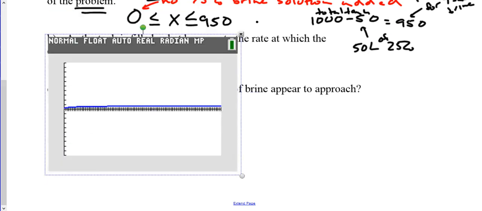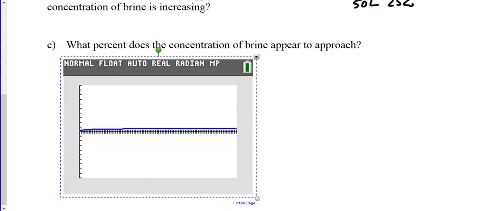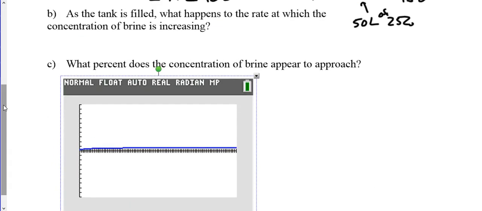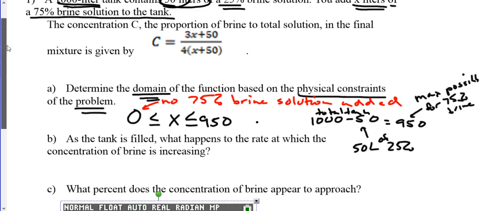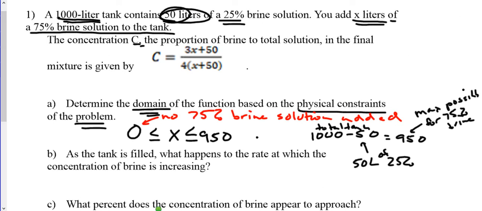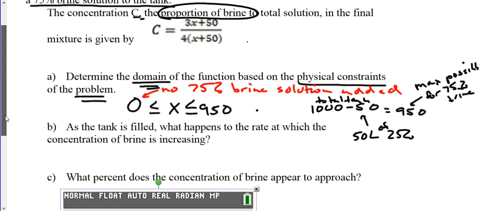So as you look at this graph right here, and as we answer this question, the tank is filled, so this is basically our x values. The y values, what is the y value? Y is the proportion of brine to the total solution. Proportion meaning percent, so this is the percent of brine in the solution.